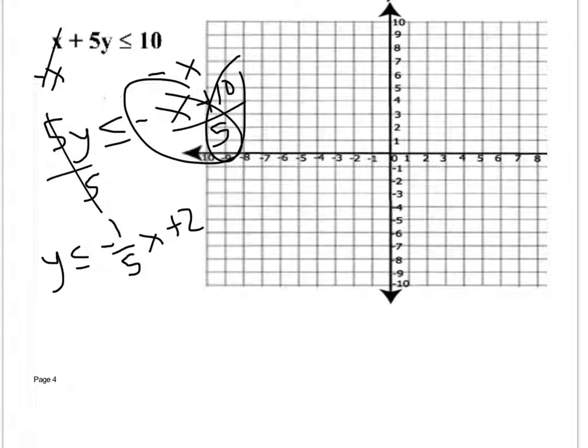My y-intercept is at 2. The number by itself is the y-intercept. My slope is down 1 over 5. And then I go backwards, I go up 1 over 5. Alright. Is this a solid line or a dashed line? Solid. Solid because it's equal to.